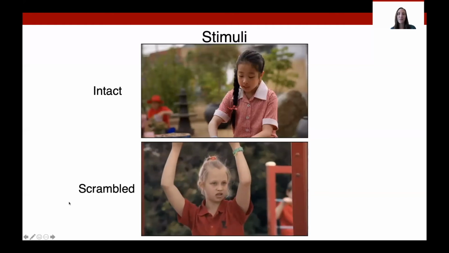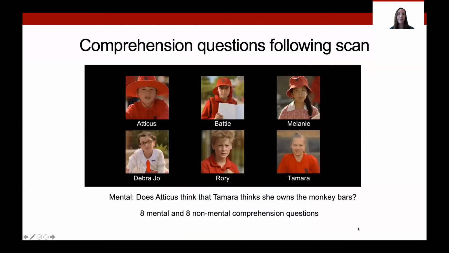When you're viewing that, each scene makes sense, but you don't have the prior context to really interpret the scene and the characters' intentions. Here I'm showing the same video just for the talk, but in the actual scan, the intact and scrambled episodes were different, and that was counterbalanced across participants. After they watched those videos in the scanner, they answered some comprehension questions. These comprised mental and non-mental comprehension questions and were done for both intact and scrambled videos.